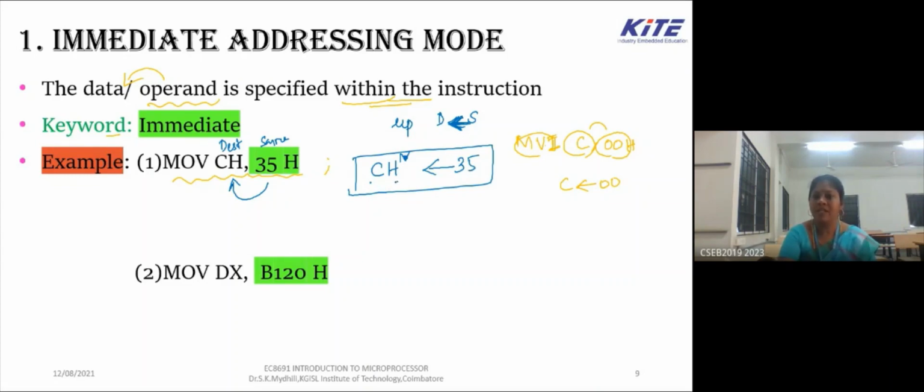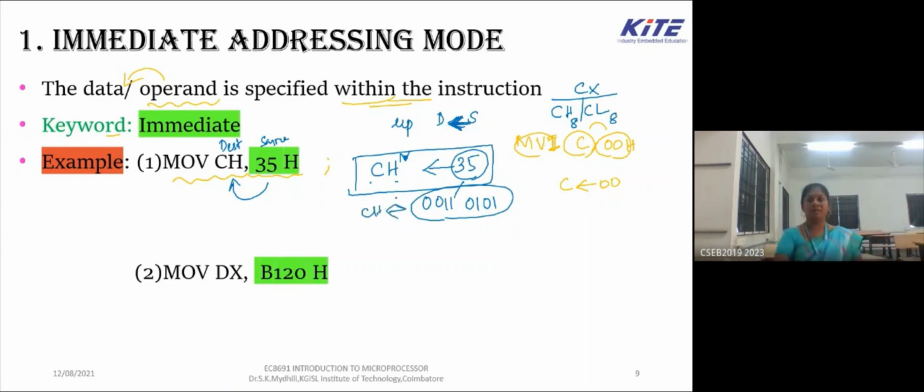CH, what is it? In the CX register, we have CH and CL, which specify the upper 8-bit and the next 8-bit. So the content of 35 will be considered like this: 0, 0, 1, 1, again 0, 1, 0, 1. This is the 8-bit data which is moved to CH. The machine understands like this. Are you clear? Yes, ma'am.